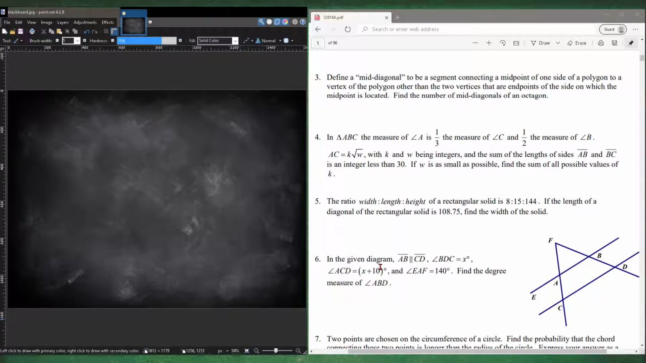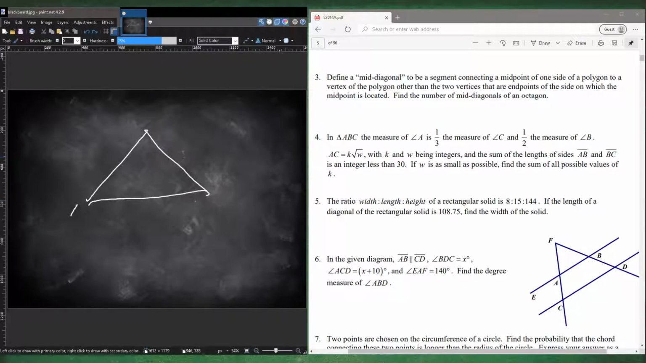Number 4. In triangle ABC, the measure of A is 1/3 the measure of C. So let's draw something like this. ABC, and if the measure of C is x, then A is 1/3 of x, and a half of B. So that means B is 2/3 of x. So now, if this entire triangle is 180, then 2/3 plus 1/3 plus 1, that's 2, so 2x is equal to 180. So x is 90. So since this is x, that means it's a right triangle.